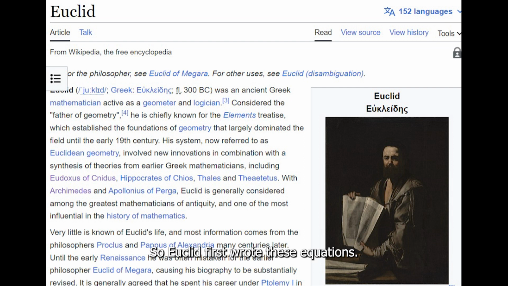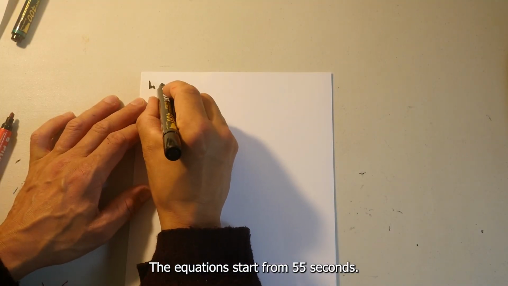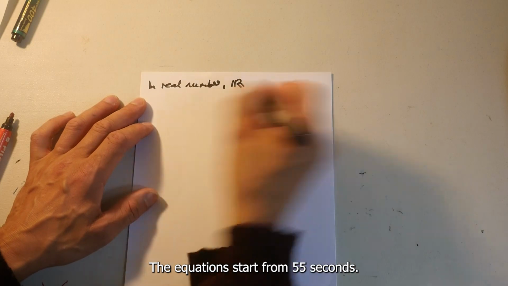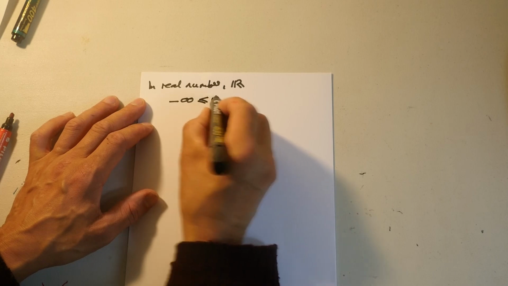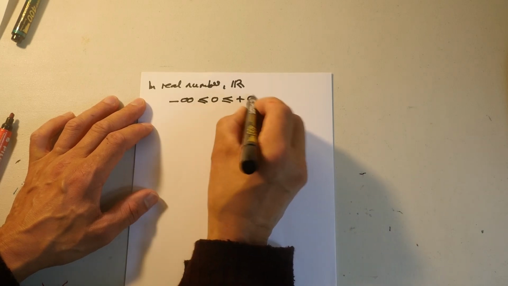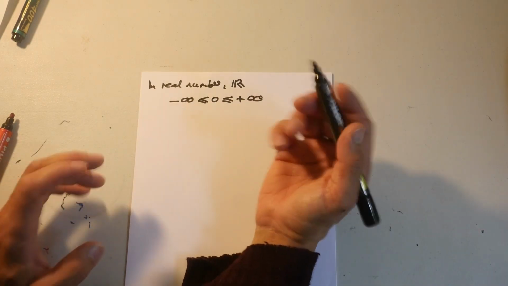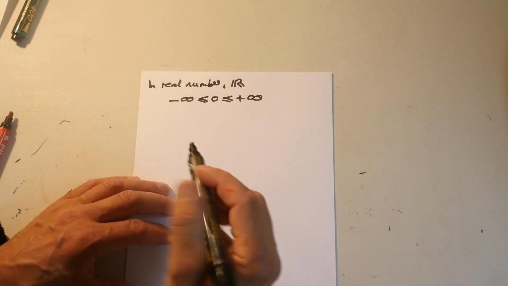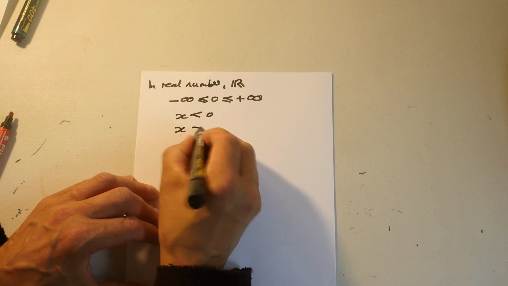So Euclid first wrote these equations down. So in real numbers, which we call R, that's the numbers from minus infinity to plus infinity. So any number, whether it's minus a million, 4, minus 25, a million, minus a quarter, a third, so all numbers, including 0. So you have negative numbers, positive numbers which are greater than 0, okay?